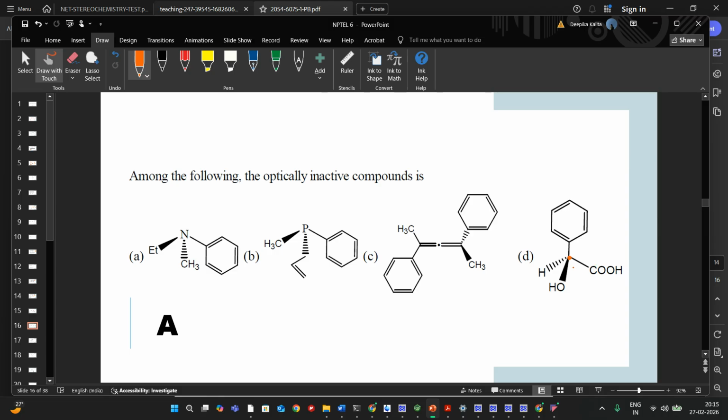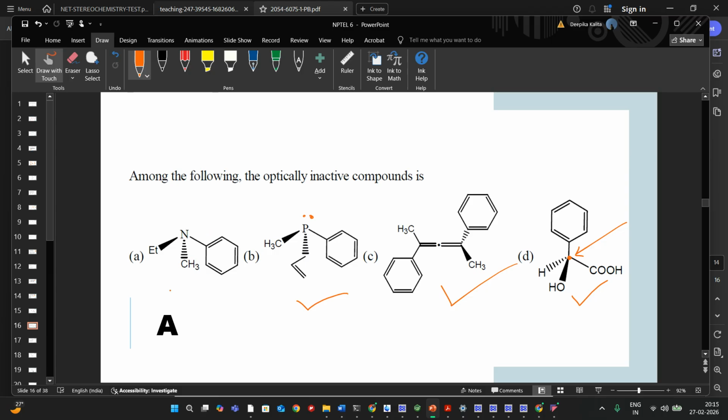For example, for the fourth one, it is clearly having an asymmetric carbon and it is not possessing any plane of symmetry. So this compound is optically active. For this allene as well, as we have studied the substituent rules for allenes, this allene is optically active as it is not having any plane of symmetry. This phosphine as well, although having a lone pair of electrons, it is having three different substituents and it is going to be optically active.